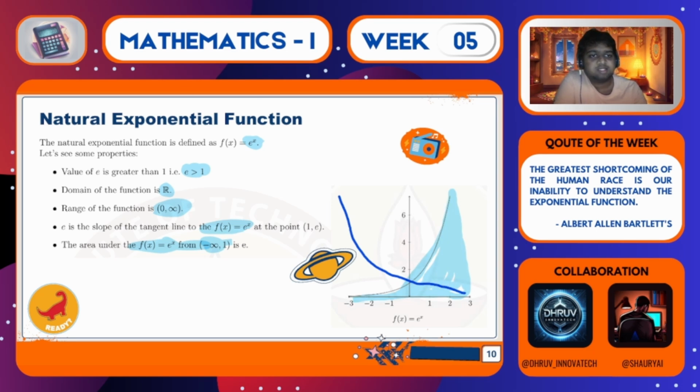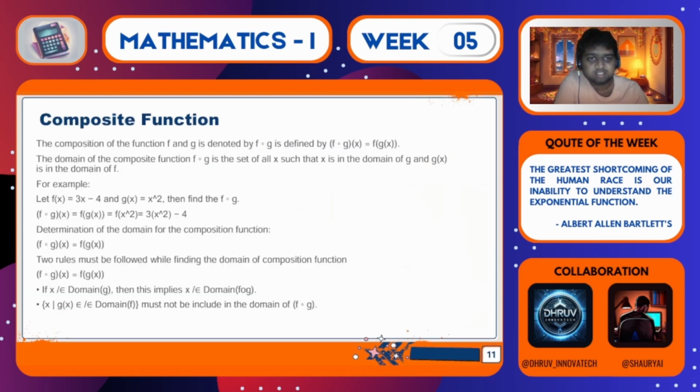Same goes for the natural exponential function. There are no zeros or roots of this function because it never intercepts the x-axis. Now, we will be going through two new terms. One is the composite function and the second is the inverse function.